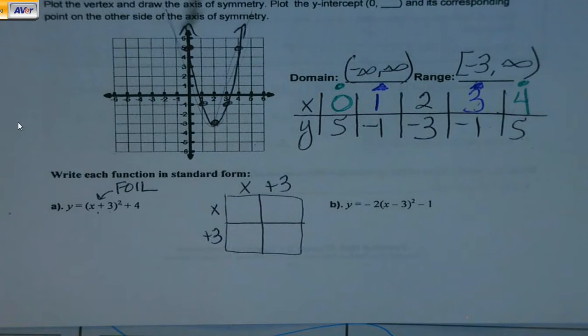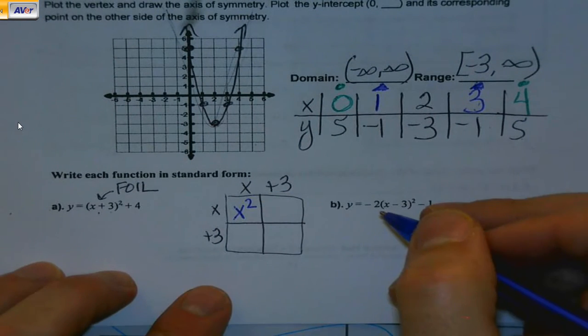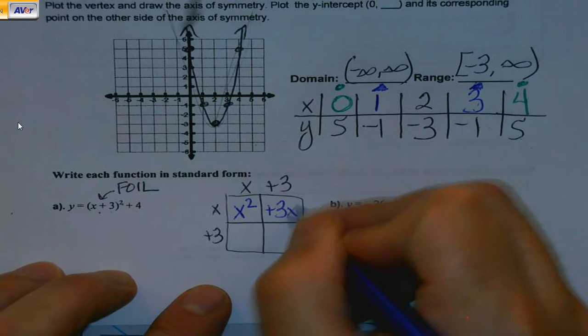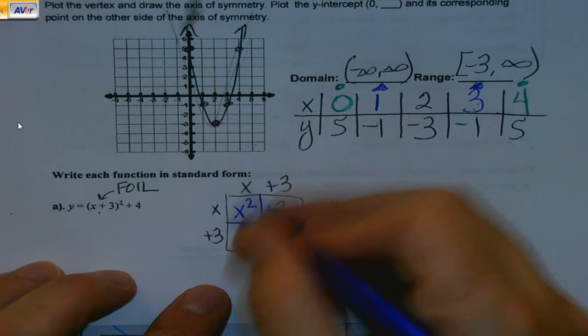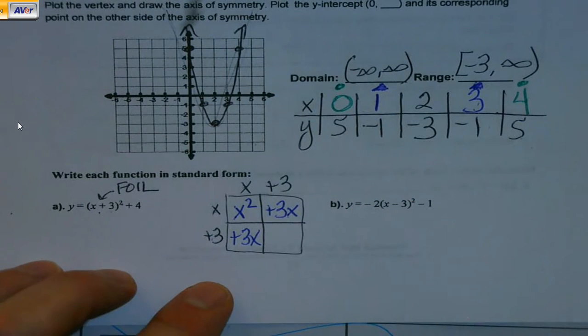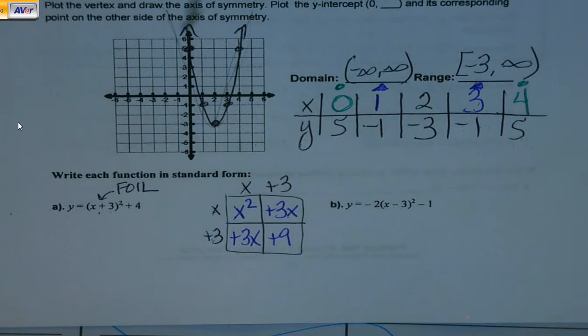And what I do is I'm going to multiply what's on the sides of the boxes together. So x times x is x squared. x times 3 is 3x. 3 times x is also 3x. And I like to put my signs on there just to remind me. And 3 times 3 is 9.